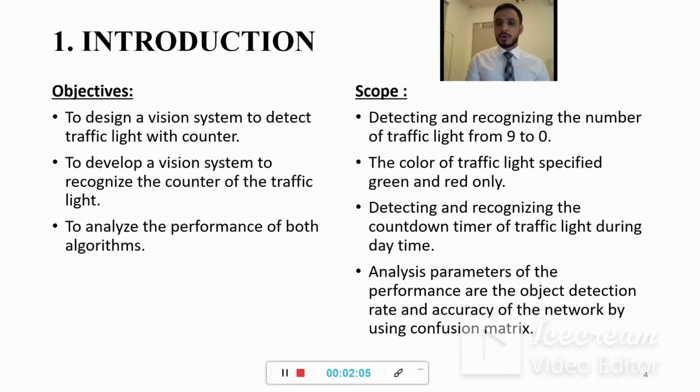Scope: the first point is to detect and recognize the numbers of the traffic light from 9 to 0. The color of the traffic light is specified as green and red only. Detecting and recognizing the countdown timer of the traffic light during daytime. The parameters analyzed for performance are the object detection rate and accuracy of the network, by using a confusion matrix.